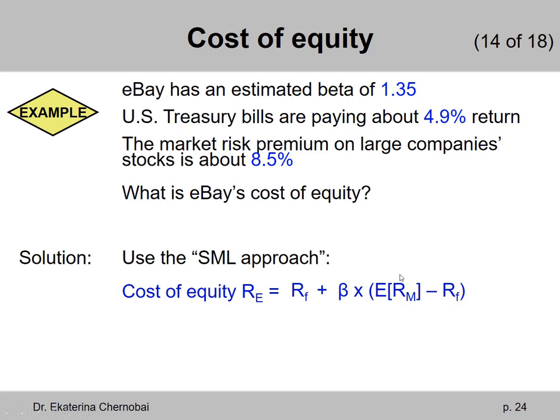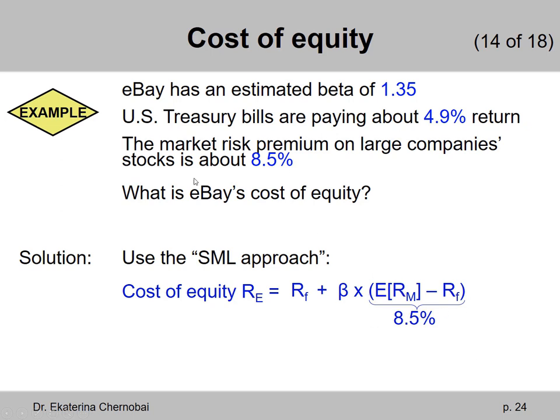The trick that I mentioned is that 8.5%, which is given, is not the expected return on the market portfolio. It's the market risk premium. By definition, it's the expected return on the market minus the risk-free rate. So what 8.5% is in this formula is the entire term in the parentheses.